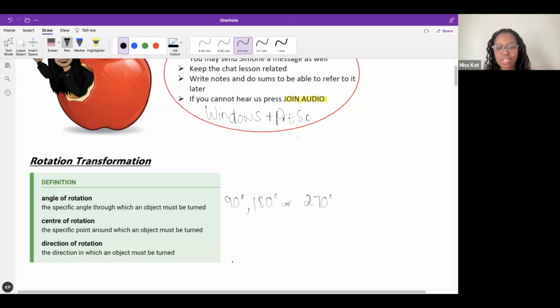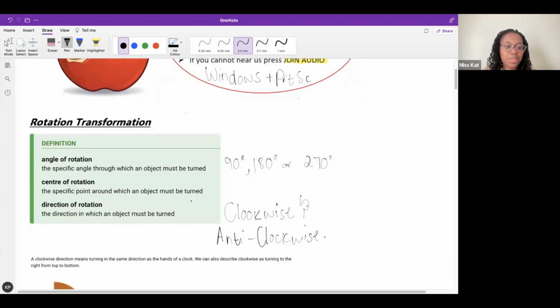So the two directions that we're going to deal with are clockwise and anti-clockwise. Remember, guys, you can zoom in on your own devices. So those are our three definitions that we have to know.